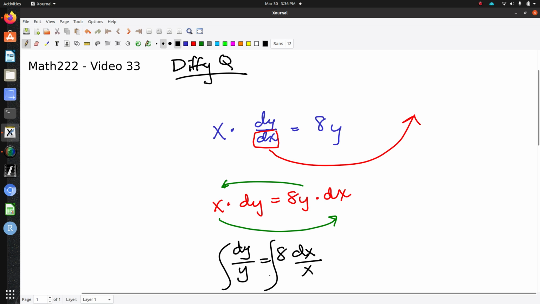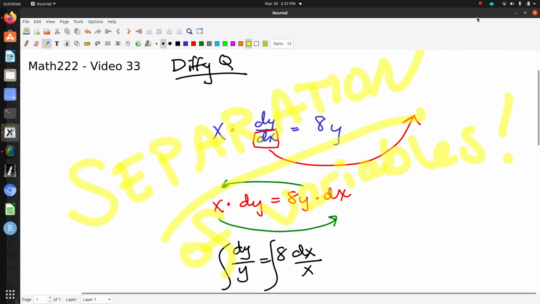Well, what did we just do? We used a trick. This trick is called separation of variables. Anytime you have a situation where you can put all the y's on one side and all the x's on the other, and you can turn it into 2 different calculus problems, then you just do the 2 separate calculus problems and you don't worry about it, okay? So let's go ahead and solve this then.